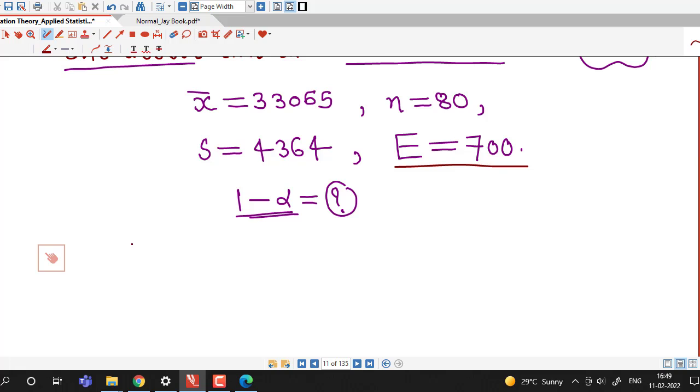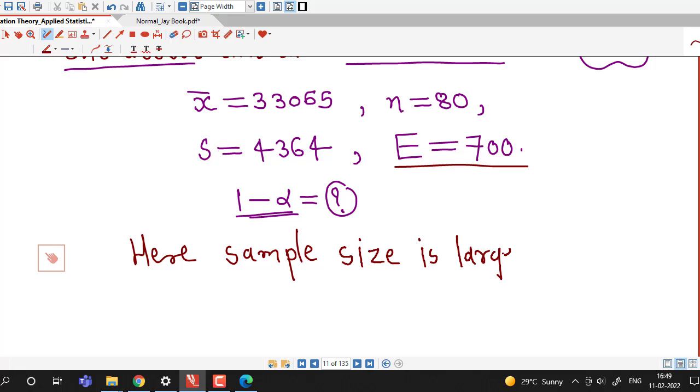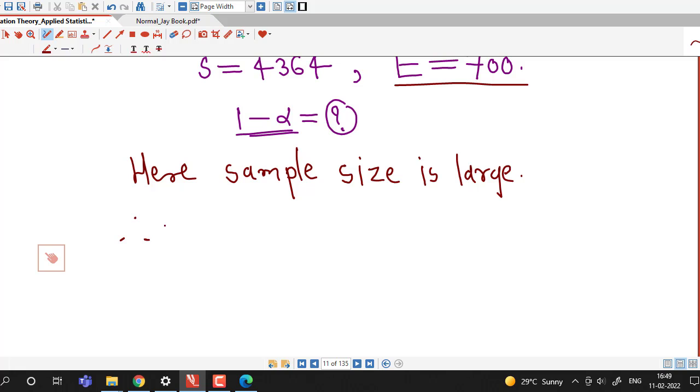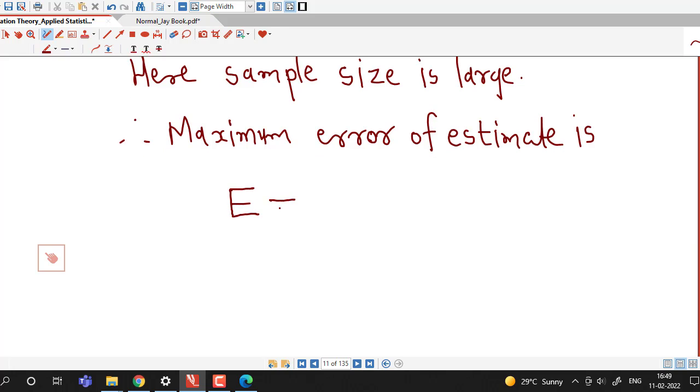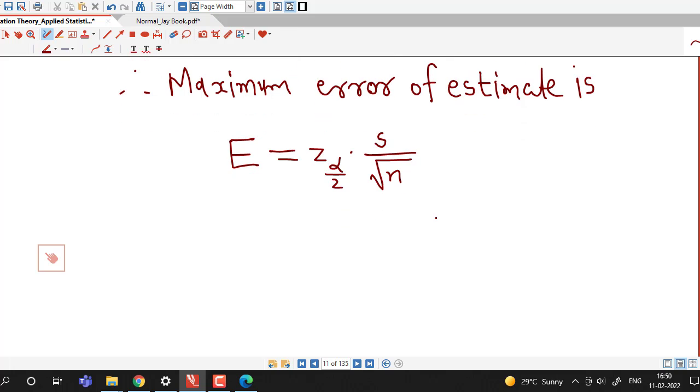So first we write that here sample size is large, or we have a large sample size is large, therefore maximum error of estimate is E equal to Z alpha by 2 times sample standard deviation divided by square root of n.